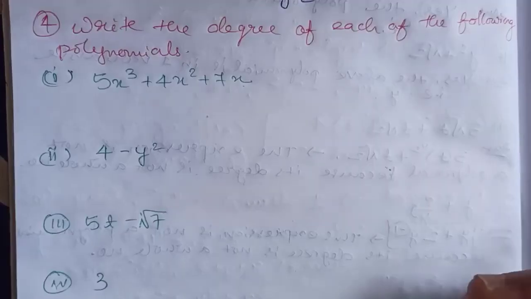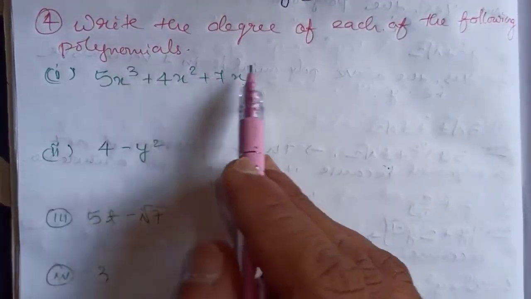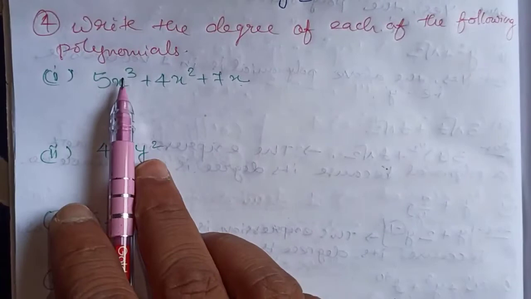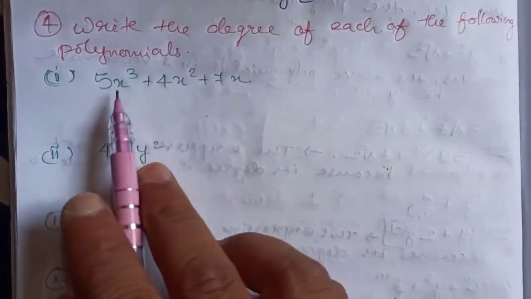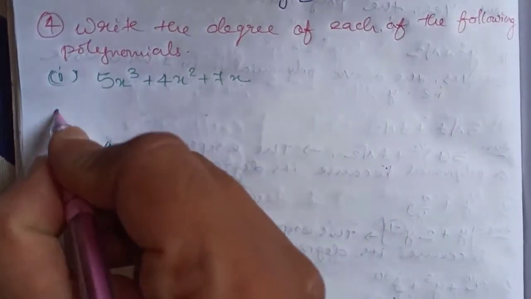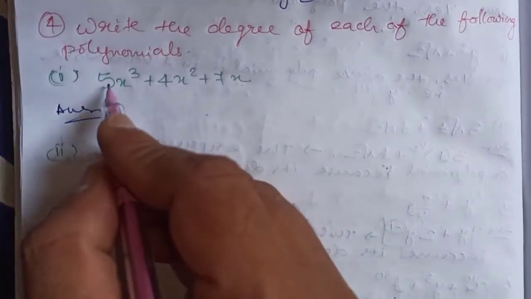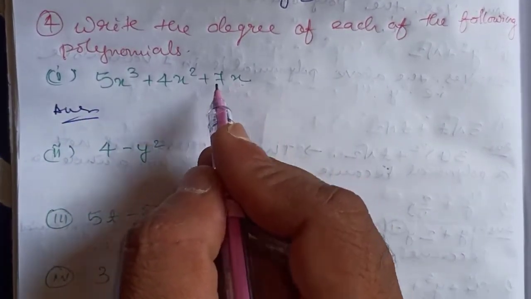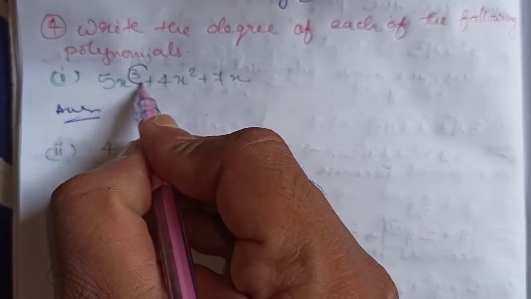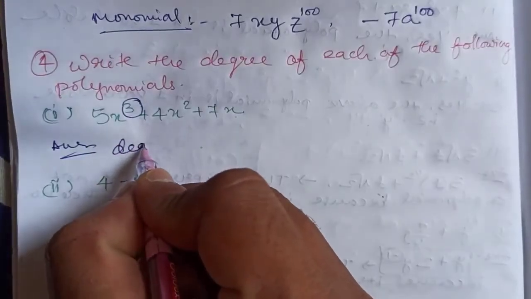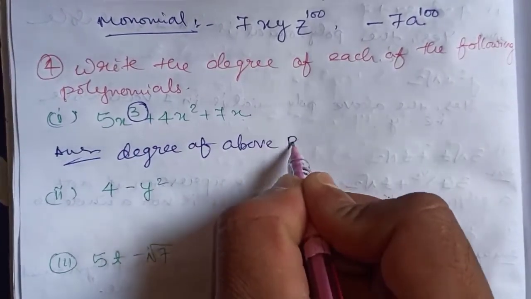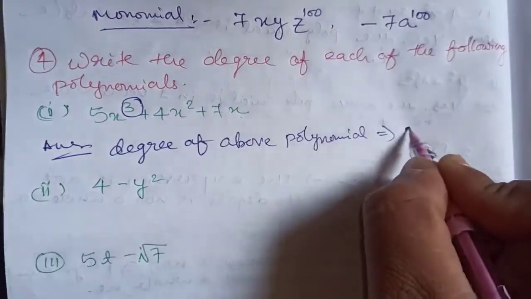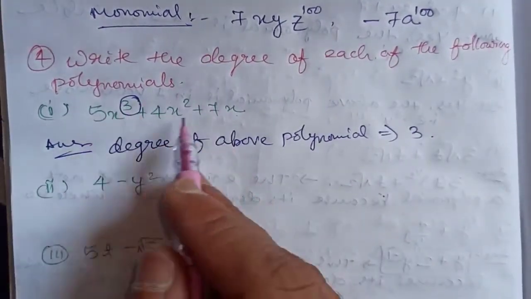Okay, next question. Now question number 4. In question number 4 it is given, write the degree of each of the following polynomials. We have to just write the degree of the polynomials from the given expression. In the first one it is given 5x cube plus 4x square plus 7x. What is the highest degree? The highest degree is 3. So the degree of the above polynomial is 3.